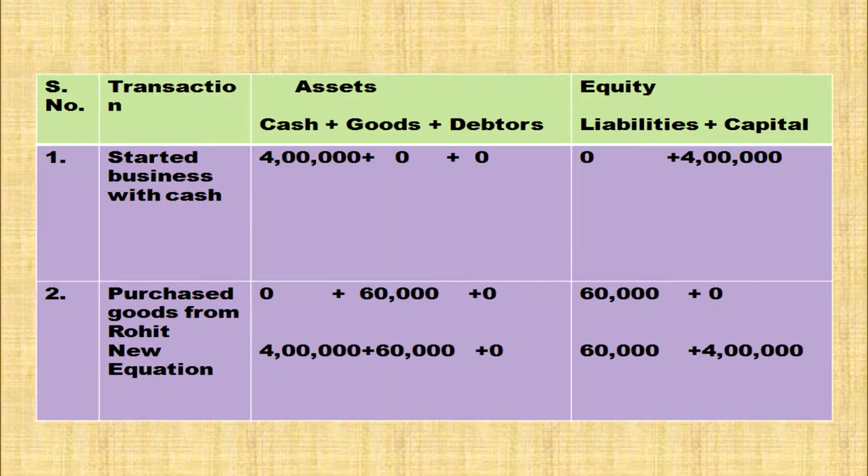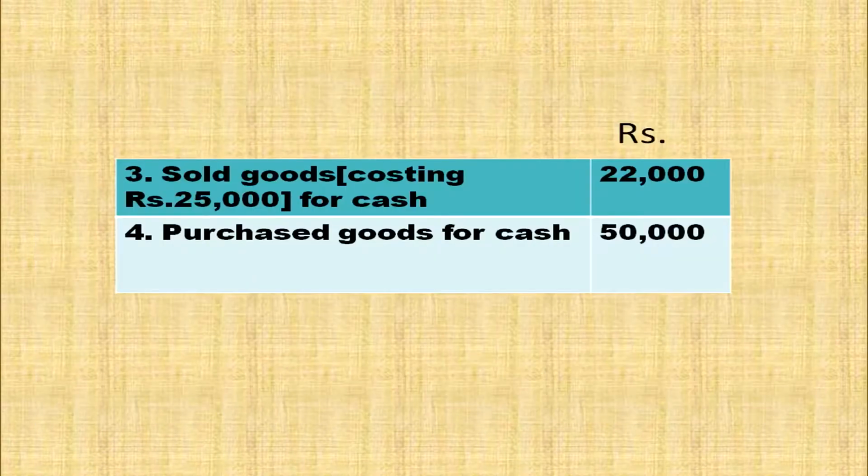New accounting equation: cash worth rupees 4 lakh plus goods worth rupees 60,000, that is a total of 4,60,000 on the asset side, equals liabilities plus capital, 60,000 plus 4 lakh, 4,60,000. So, the accounting equation is satisfied. Sold goods costing rupees 25,000 for cash 22,000 and purchased goods for cash rupees 50,000. In this case, how is the accounting equation affected?